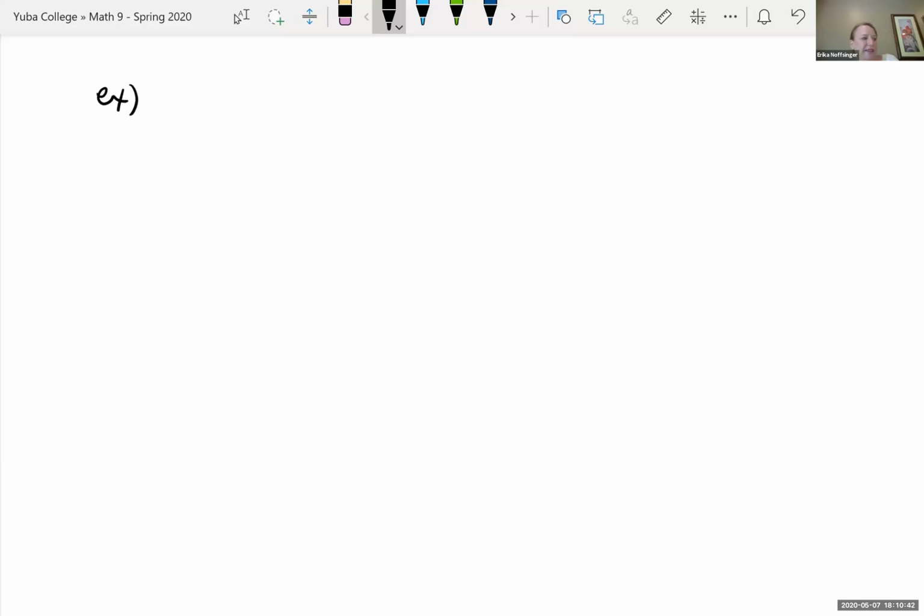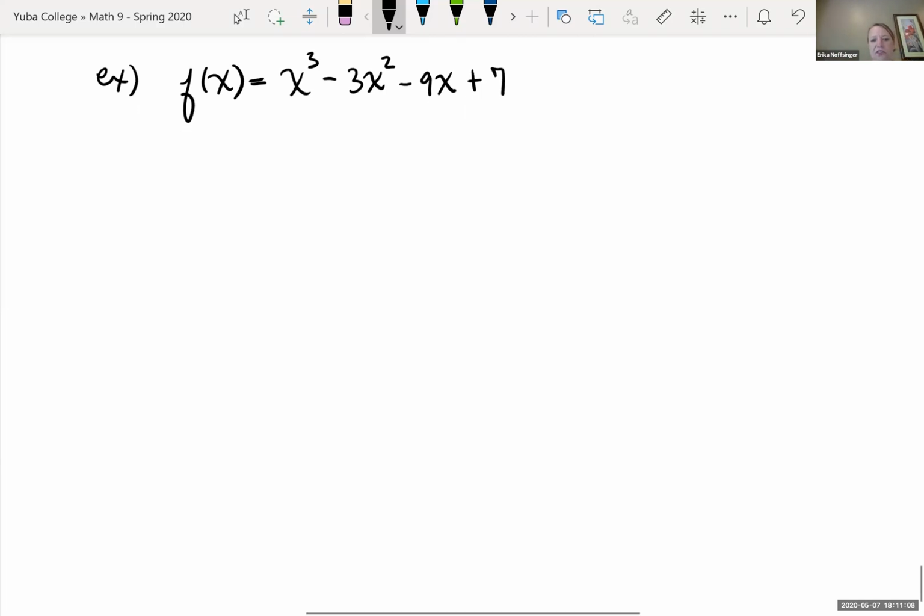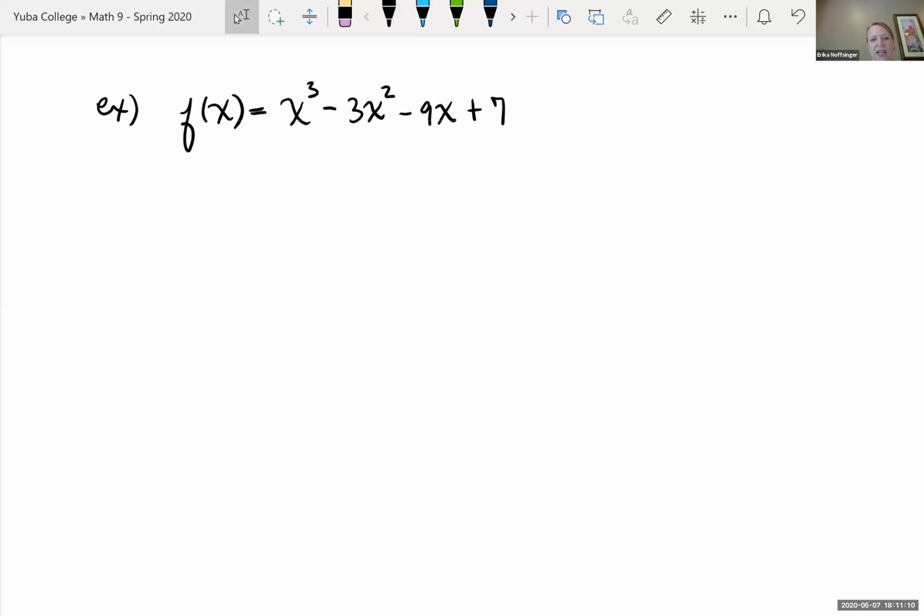Okay, so now we're looking at graphing using derivatives to help us to graph. So for the following function, let's say f of x is equal to x cubed minus 3x squared minus 9x plus 7. And so we want to use this to help us graph. And so when you're doing this to help you graph, let's find your critical numbers.